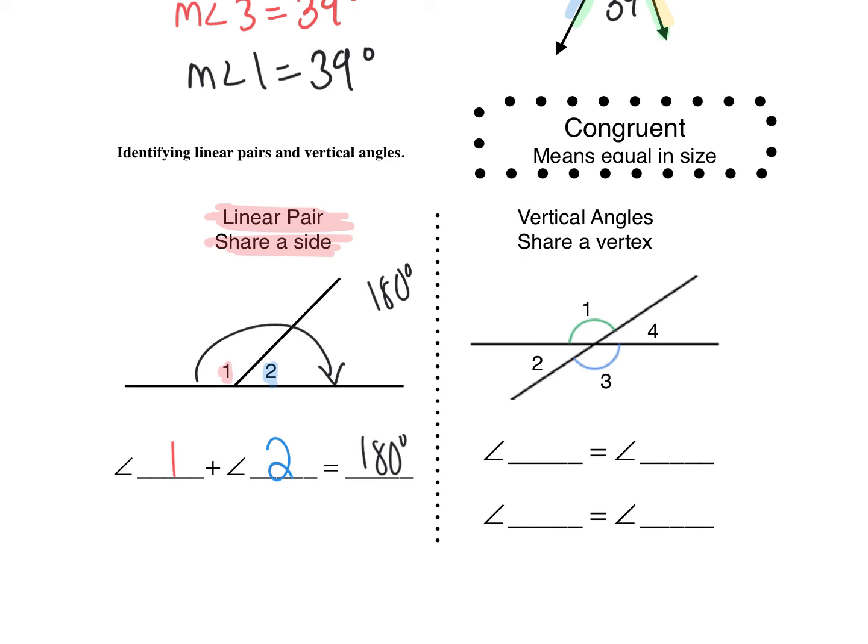And then another thing to remember is that congruent means that they are equal in size. So vertical angles don't share a side, but vertical angles on the opposite side of things share a vertex. They share a middle point. So notice the pictures of vertical angles here would be angle 1 and angle 3. Those would be vertical angles, and they would be equal to one another. And angle 2 and angle 4, because again, they are right across from one another. So they're known as vertical angles. They share a vertex, and they're equal to one another. Okay, so that's linear and vertical angles.